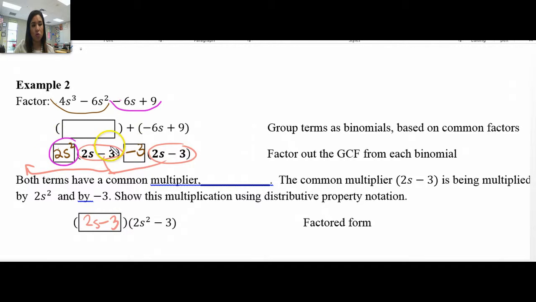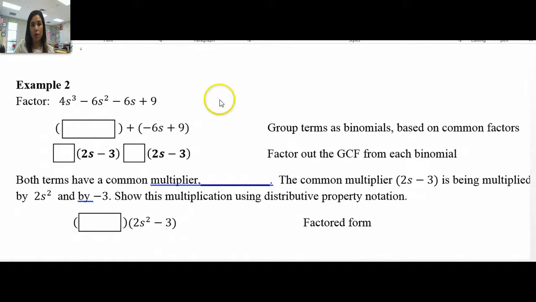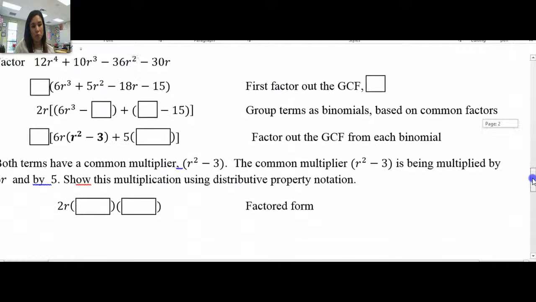Well, I'm left with 2s squared minus 3, so I write that here, 2s minus 3. And now I am completely done. Again, if I wanted to, I could go ahead and actually distribute again, go backwards, and see if I got the original answer. Okay, and I believe we have one more.